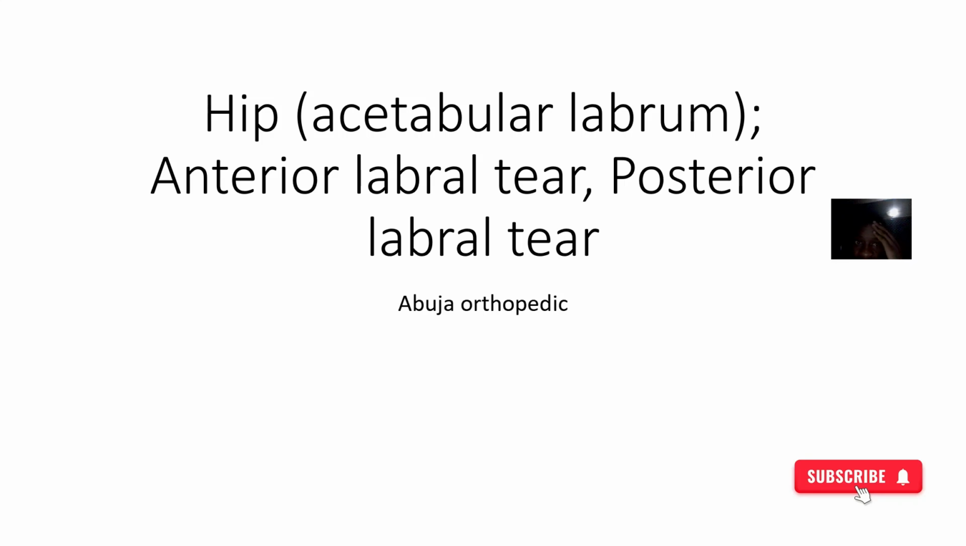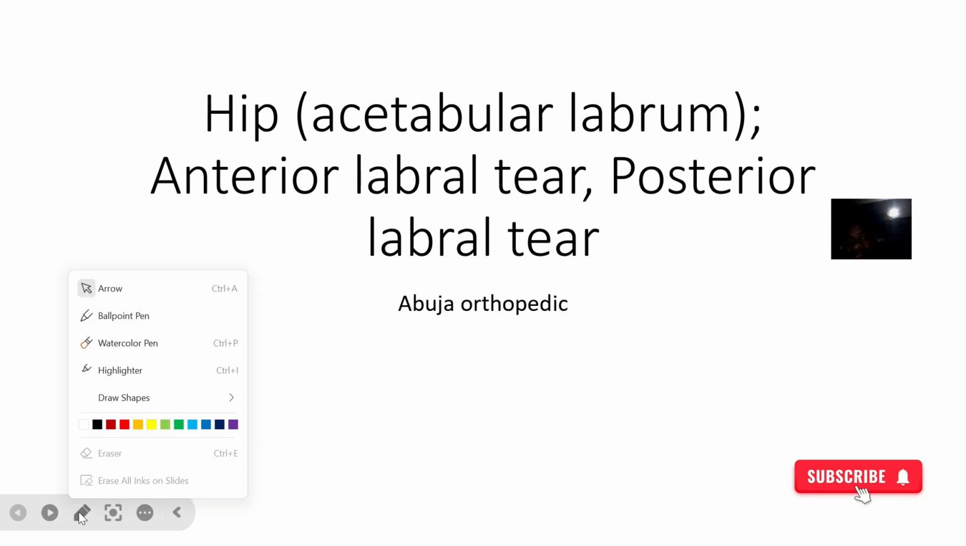I want to talk about the acetabular labrum of the hip joint. And here we're trying to look at the tears. Okay, so you could tear in the front, that's the anterior. You could tear in the back, that's the posterior. Okay, so let's quickly look at how all of them could actually present.